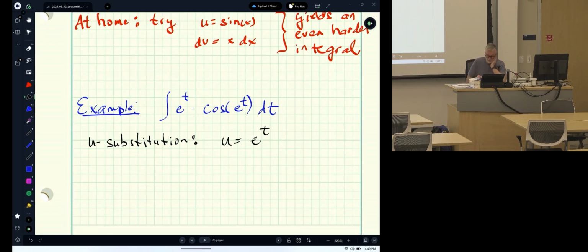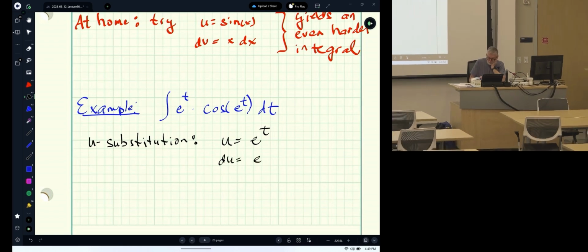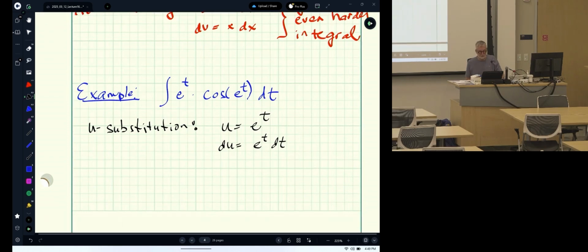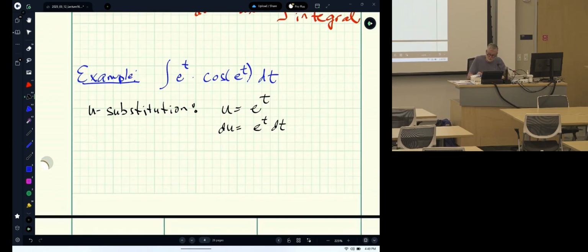So let u equal e to the t, and du is e to the t dt. And so the antiderivative is sine of e to the t plus a constant, okay? So, get your mindset, well, I'm going to apply this technique.